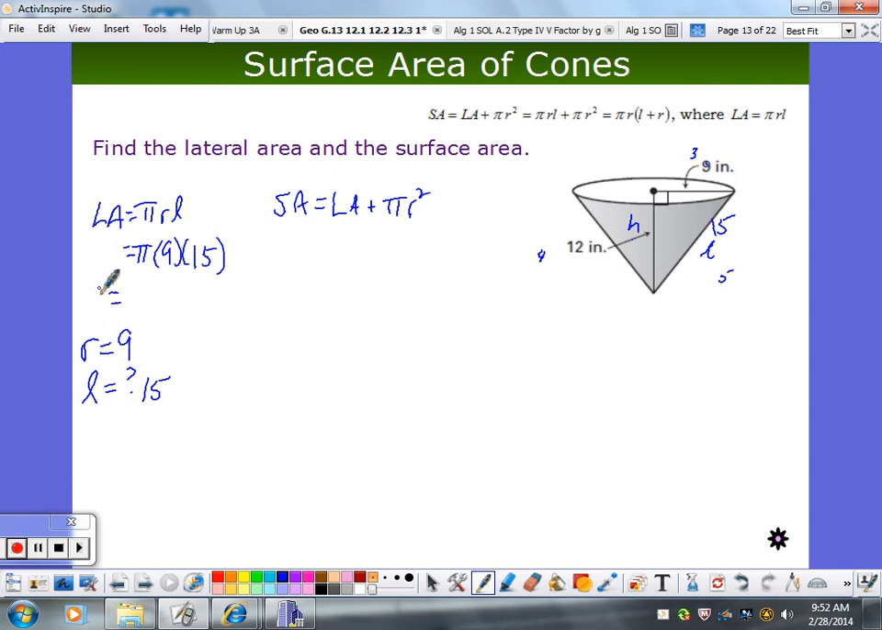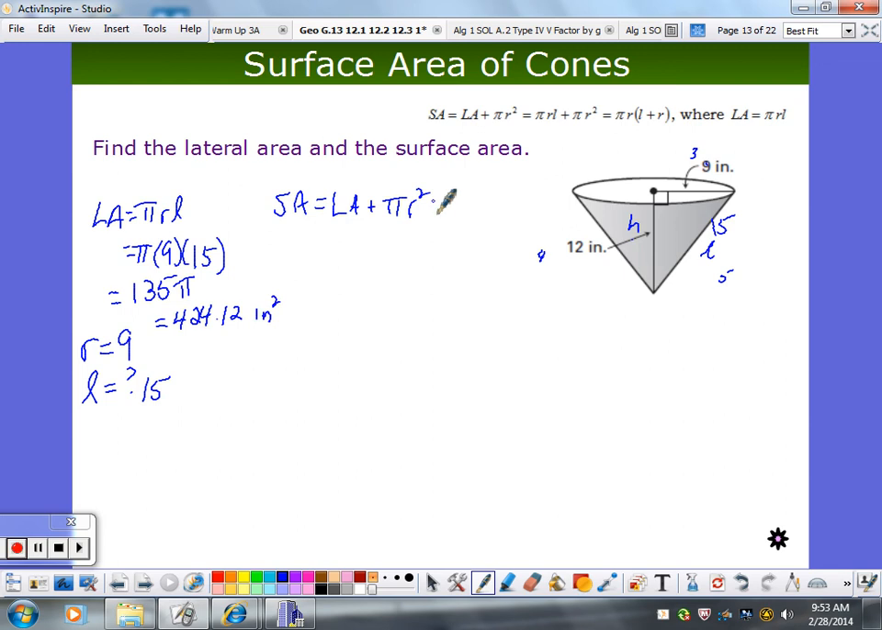9 times 15, I'll figure that out. 135? All right? You guys with your calculators? 135 pi if they want the exact answer. If they don't want the exact answer, it's probably on here. What is it? 424.12? Is that what you got? All right. Okay, that's my lateral area. What's my unit? Square inches.